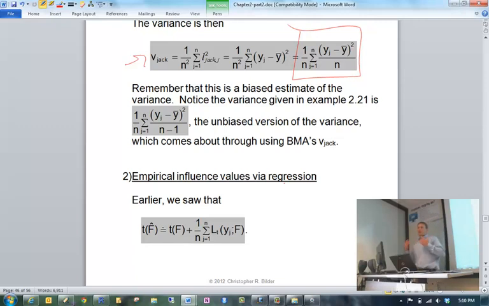So in the project, I asked you, when you're working with the sample variance, to basically do the jackknife. So get the L jacks, get the estimate of the variance.